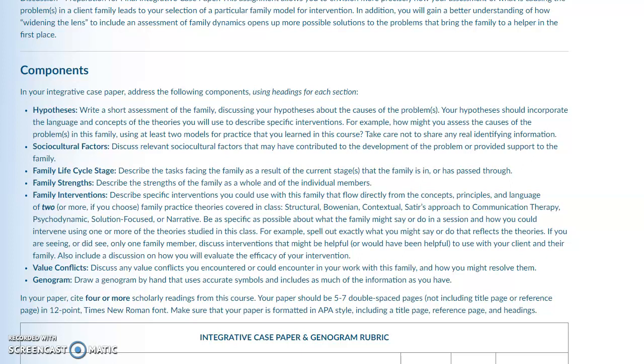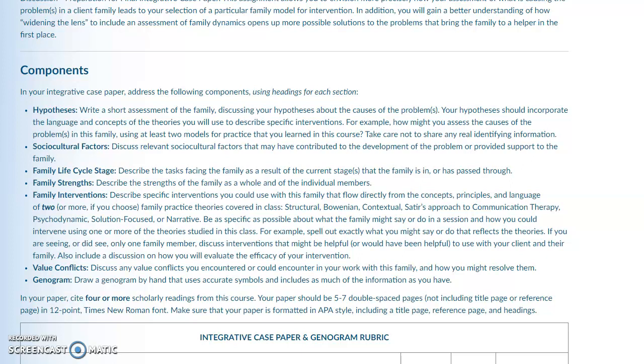You can even use a dialogue here. Just make sure that you put it in the appropriate APA format. And so I'm really looking for what would you do and how might the family react. Again, describe how you would carry it out, not just I would use this intervention because this is the reason it would be helpful, but how would you actually put that into practice?